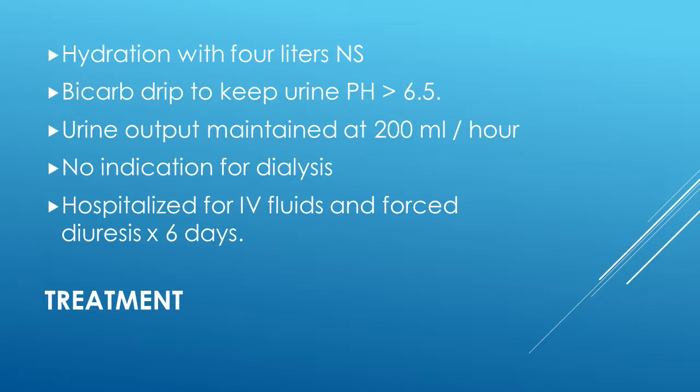The myoglobin, which is the muscle protein released, is more soluble at a higher pH, and normal urine pH is 5 to 5.5. So they gave him bicarb, trying to get the urine pH up to 6.5. Urine output was maintained at 200 milliliters an hour, and initially there was no indication for dialysis because his volume's okay. In fact, we're giving volume. His potassium's okay because the kidneys can get rid of potassium even though the muscles are releasing all this potassium. And his CO2's okay. So there's no indication for dialysis, and we hospitalize him for IV fluids.